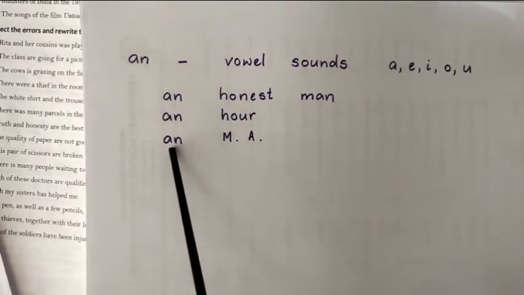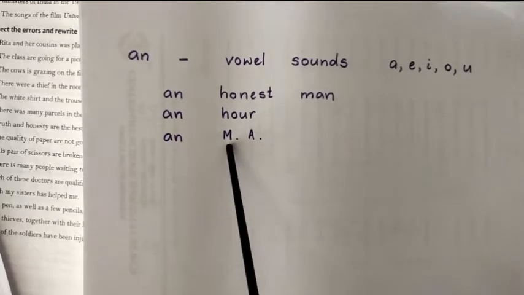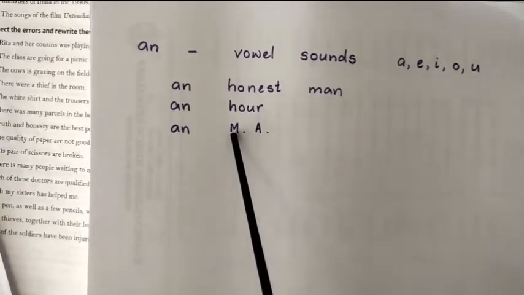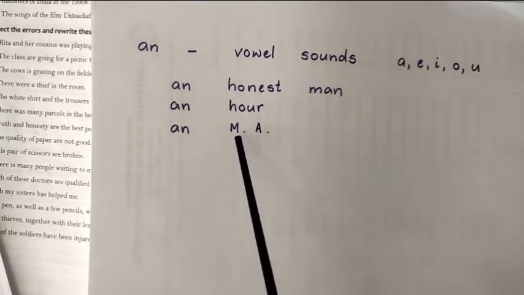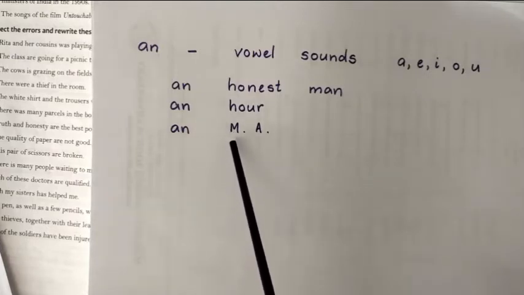Another example, an M-A. M is a consonant, but the sound that comes out when you pronounce M is E. M-A is a vowel sound, right? So you say an M-A.